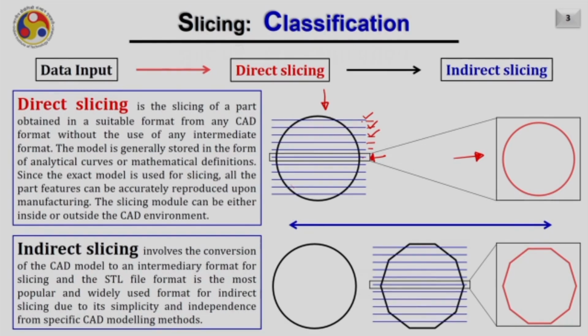Like I said, these CAD formats could be IGS, STEP file, or Parasolid, or any other format which is supported by a CAD package. Then you can see that there is no tessellation of the object or the contours which we are getting by the intersection. The other method is called indirect slicing.